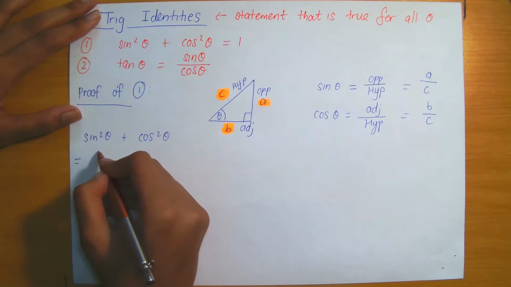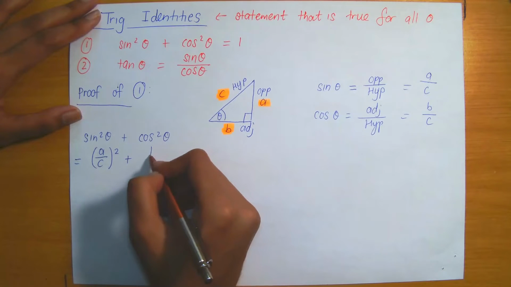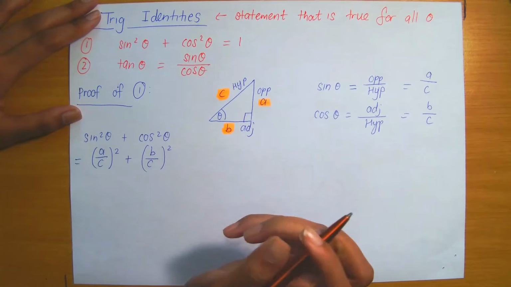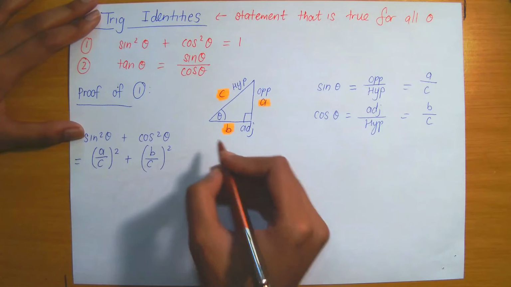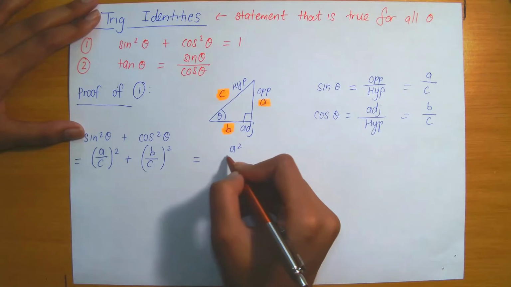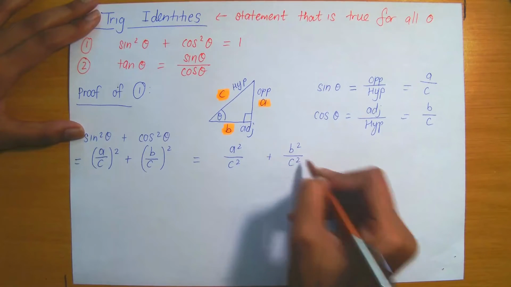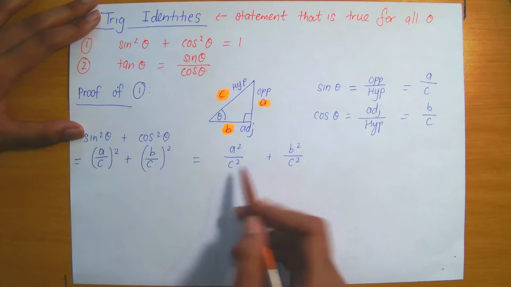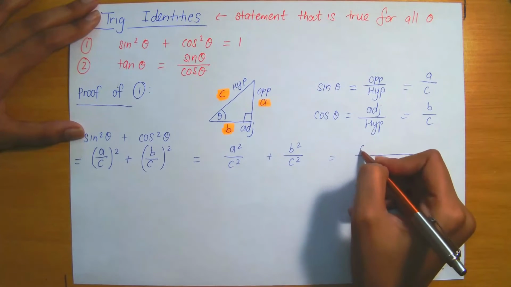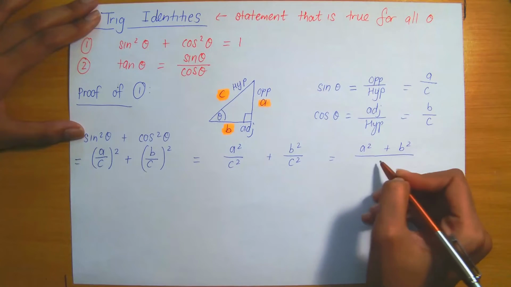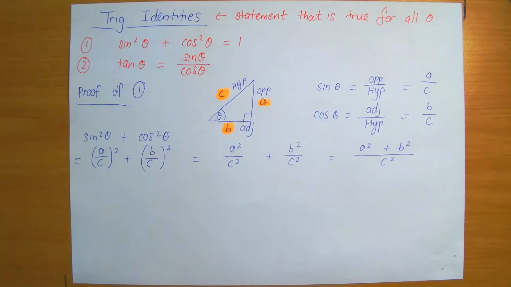So sine squared theta is then (A over C) squared plus cos squared theta, which is (B over C) squared. So let's now simplify these expressions. We observe that this is A squared divided by C squared plus B squared divided by C squared. And once again, we've got a common base, so I can now compute the sum. So this is (A squared plus B squared) divided by C squared. Right, and let's look at what we have.